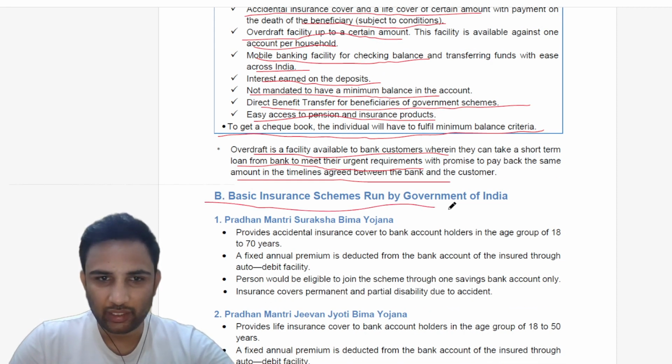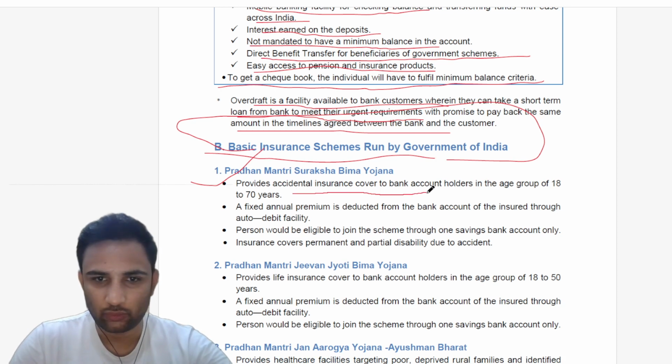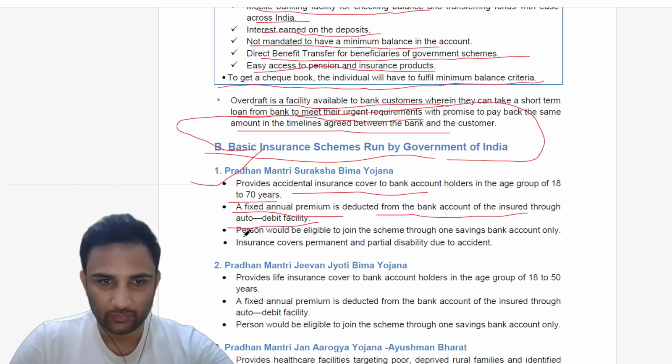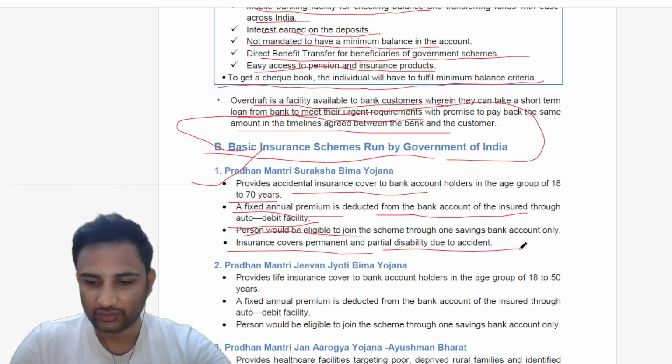Basic insurance schemes run by the Government of India. First one is Pradhan Mantri Suraksha Bima Yojana. So it provides accidental insurance cover to bank account holders in the age group of 18 to 70 years. It is a fixed annual premium. A fixed annual premium is deducted from the bank account of the insured through auto debit facility. A person would be eligible to join the scheme through one savings bank account only, and the insurance covers permanent and partial disability due to accident.